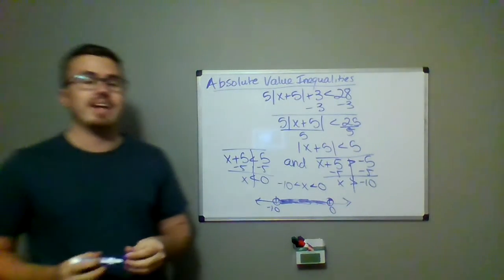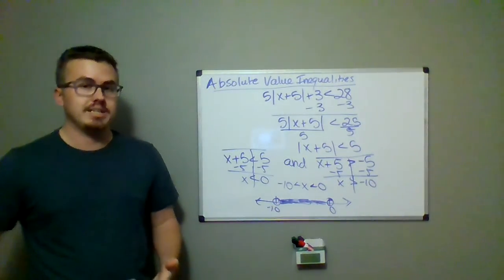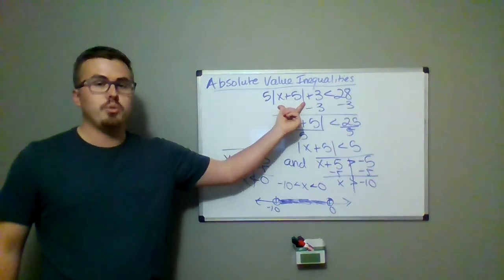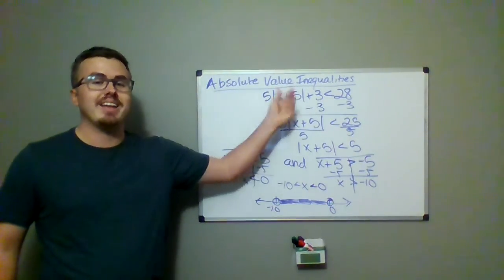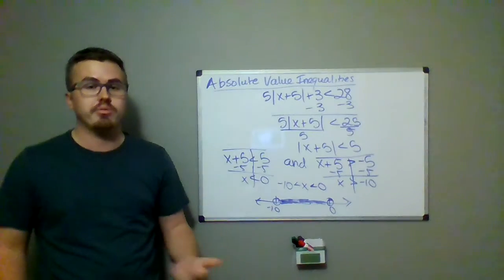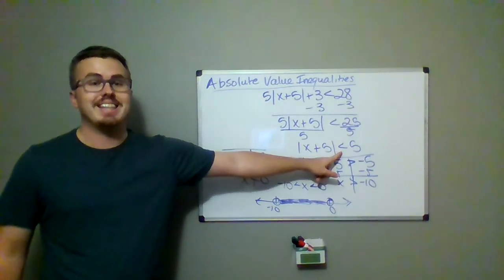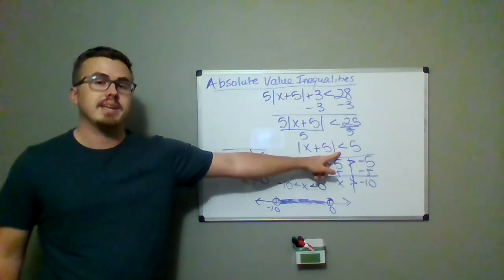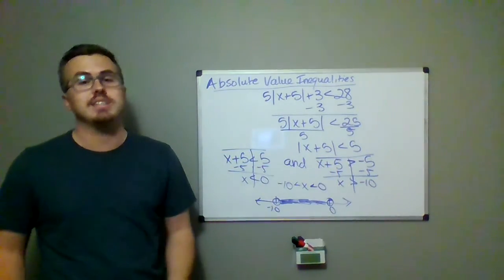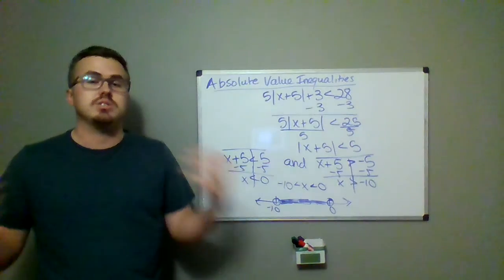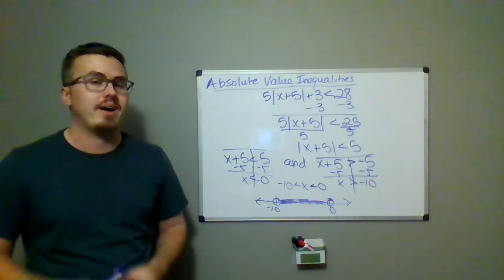So when you're solving absolute value inequalities, you've got to get the absolute value part by itself. You treat it like you would if it was just a letter or a variable. Get it by itself, then decide. If it's less than, it's an and problem. If it's greater, then it's an or problem. And then it's just doing it like we would a normal compound inequality.